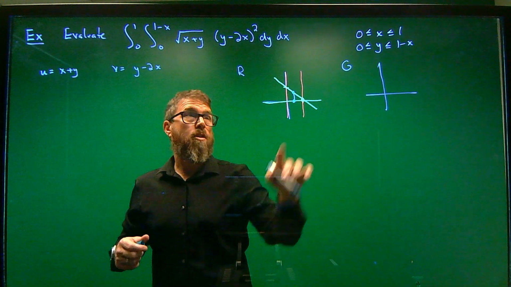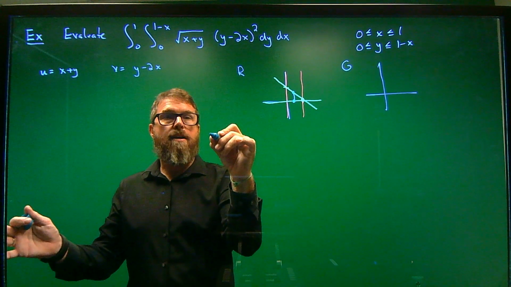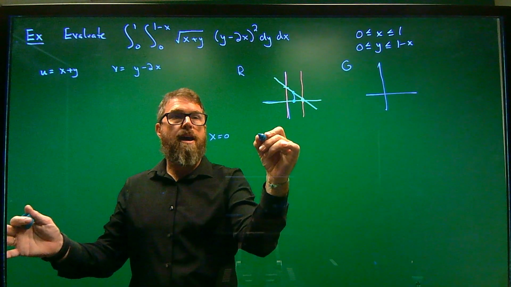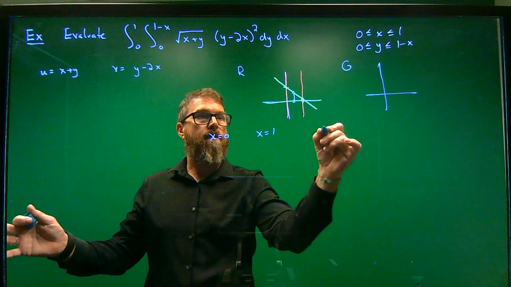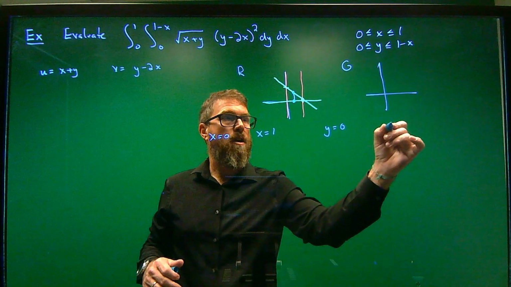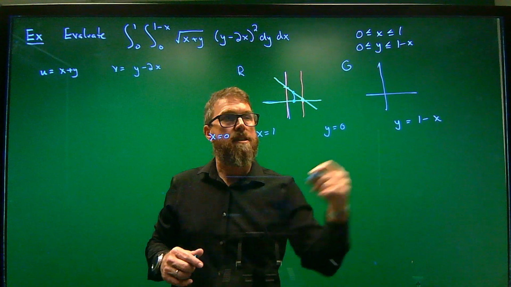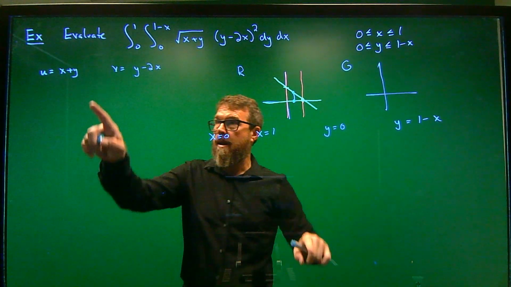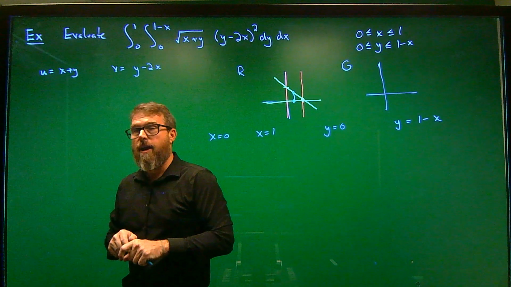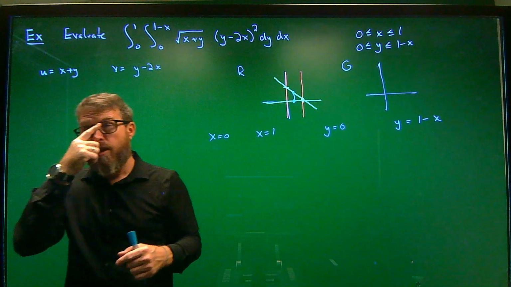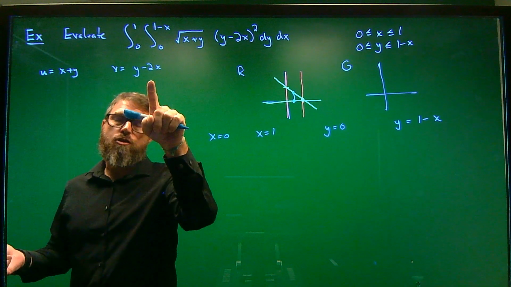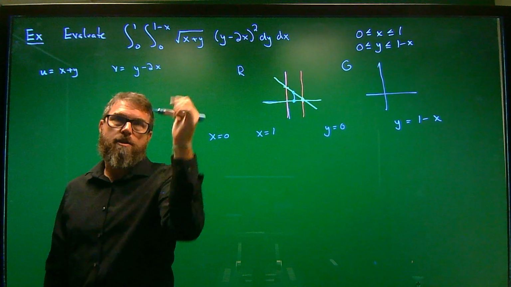All right, so in order to do that, I have x is equal to 0, I have x is equal to 1, I have y is equal to 0, and I have y is equal to 1 minus x. So I'm going to have to solve our substitutions for x and y using a system of equations. I like to choose the right-hand side and pick the easiest variable, so I'm going to solve for y.